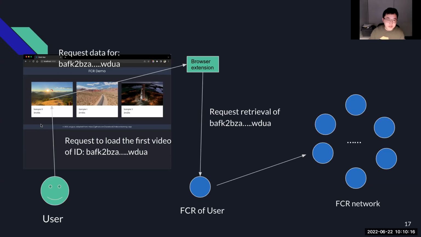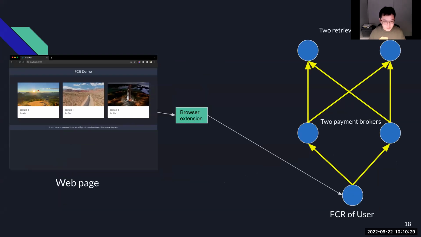It doesn't necessarily have to be videos. It can be an image or some text, so the data will be decoded based on the data format and presented to the user. This demo specifically involves 5 FCR nodes: one FCR node of the user, which will be us; 2 FCR nodes acting as payment brokers, with which we have already established payment channels; and 2 FCR nodes acting as retrieval providers who are actually hosting the content.